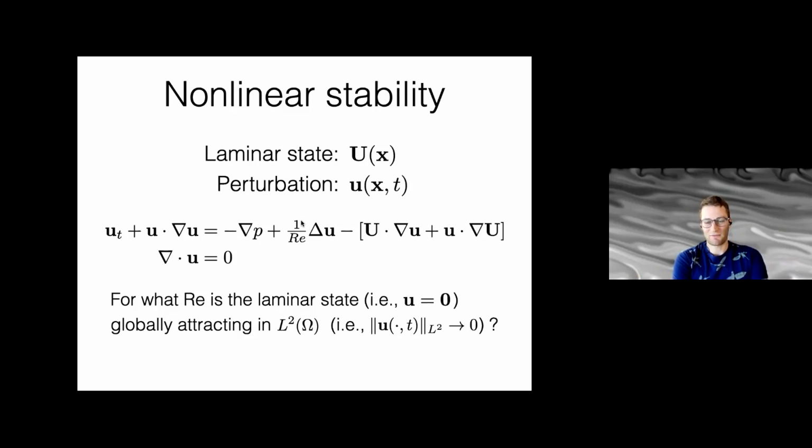What that exact value is depends on the particular fluid configuration that I'm talking about. So a classical question in fluid dynamics is, for what Reynolds number is the laminar state, where the perturbation vector field is 0, globally attracting? Generally you would ask this in the sense of the L2 norm. So for what Reynolds numbers do all admissible perturbations eventually have an L2 norm that goes to 0, not necessarily monotonically, as time goes to infinity?